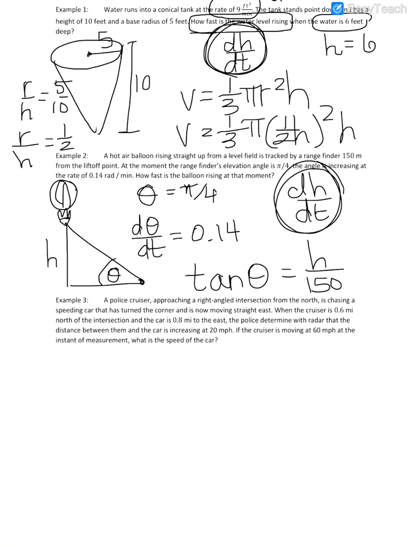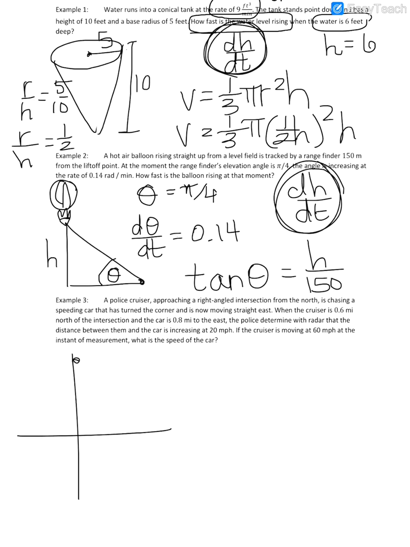Okay, number 3. A police cruiser approaching a right-angled intersection from the north is chasing a speeding car that has turned the corner and is now moving straight east. When the cruiser is 0.6 miles north of the intersection and the car is 0.8 miles to the east, the police determine with radar that the distance between them and the car is increasing at 20 miles per hour. If the cruiser is moving at 60 miles per hour at the instant of measurement, what is the speed of the car? All right, so first we're going to draw a picture.